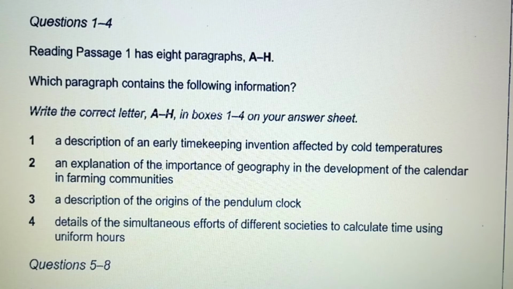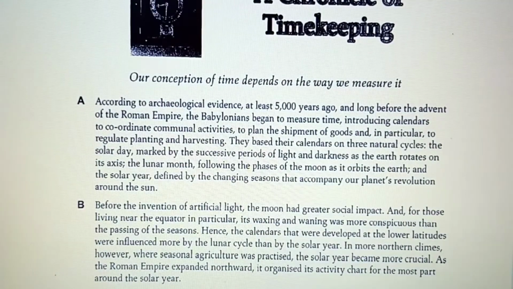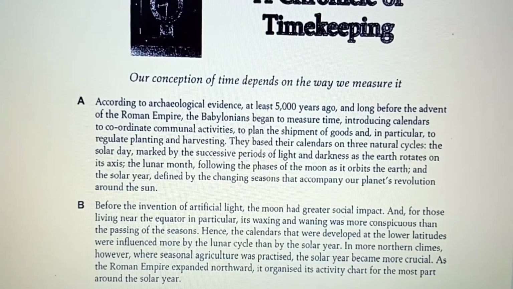So even by reading this alone, when I'm not reading the passage, I know that there are some keywords I'm looking for: cold temperature, farming communities, geography, pendulum clock, and all that. These are the keywords that you should watch out for. So having known this, then I'll go to the passage. I hope that makes sense, guys. I already know what I'm looking for at the back of my mind. Okay, so I now start reading.